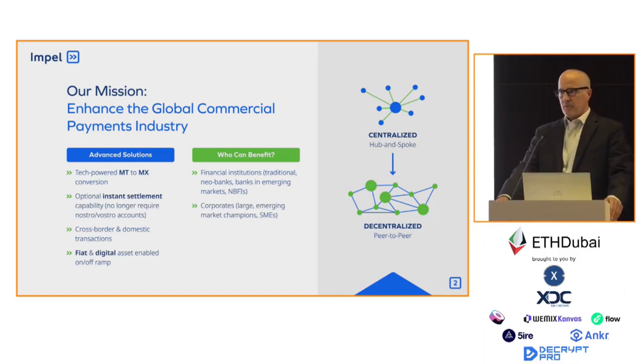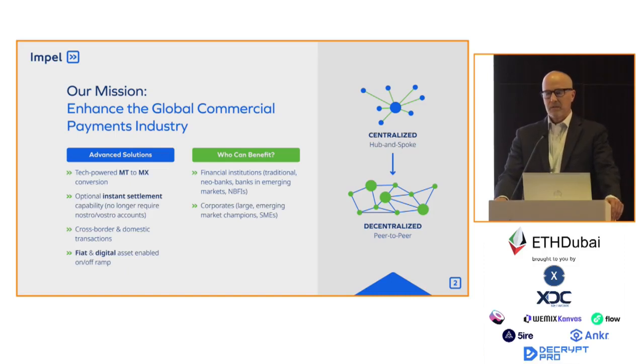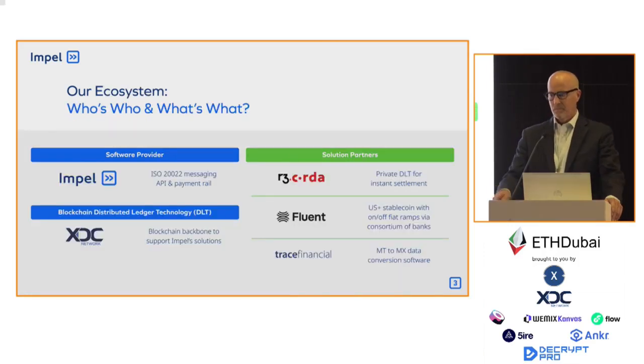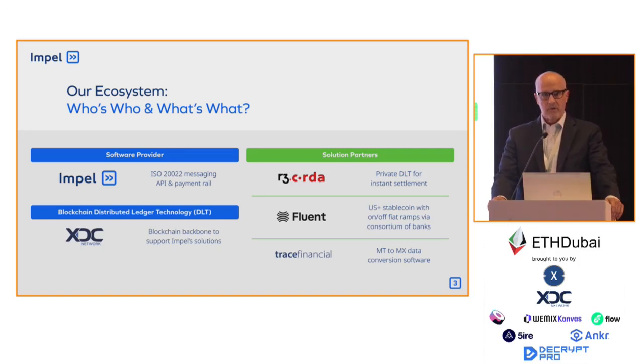As the image shows, we're moving from a centralized method to a decentralized peer-to-peer method. Our ecosystem includes Impel, which provides the ISO 20022 API. The XDC Network is our blockchain of choice because of the robustness, the security, the speed, and the low operating cost. Our solution partners are R3 Corda, Fluent Finance, and Trace Financial.